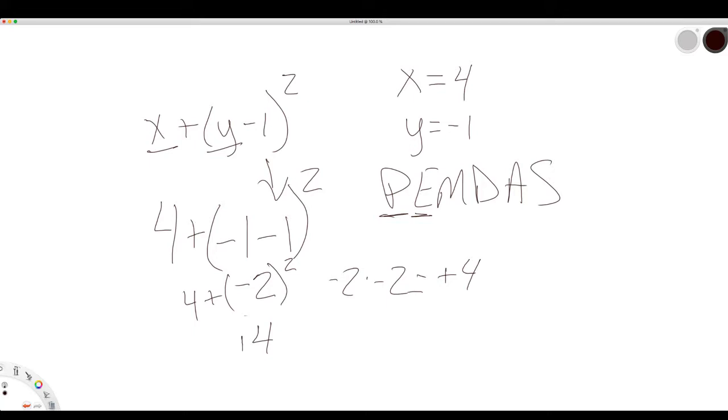So now we're left with 4 plus 4. 4 plus 4 is simply 8. So we have solved this expression. 4 plus 4 is 8, and we're done.